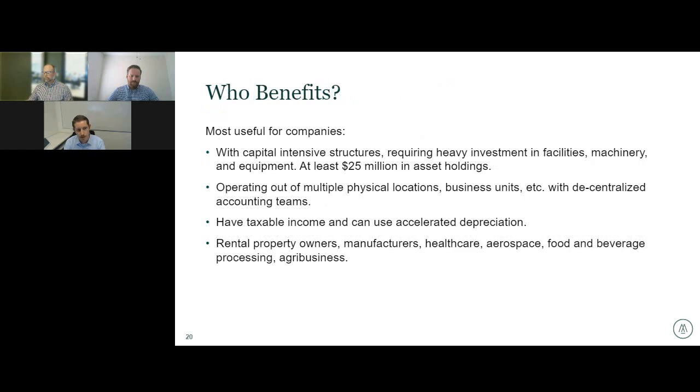So it's most useful for companies with real capital-intensive structures requiring heavy investments in facilities, machinery, and equipment. We tell people that generally means $25 million or more in total fixed asset holdings. Companies that operate out of multiple physical locations, business units. We find that folks with decentralized accounting teams, if they have 5 different teams doing accounting for 5 different locations, sometimes there's 5 different ways of doing things.